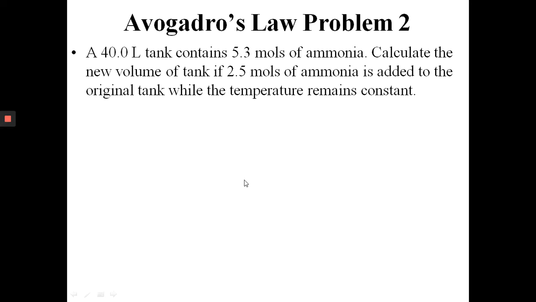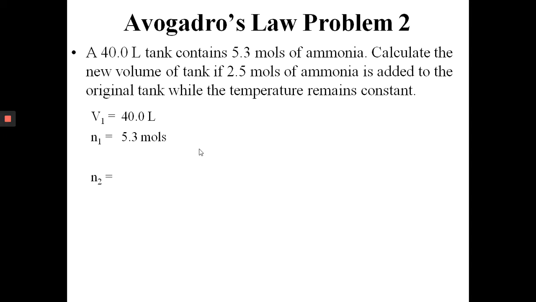Okay, here's the second practice problem. A 40.0 liter tank contains 5.3 moles of ammonia. So this time the initial volume is 40.0 liters, and this one contains exactly 5.3 moles of gas. And calculate the new volume if 2.5 moles of ammonia is added. You're going to be adding this much to the original tank while the temperature remains constant.